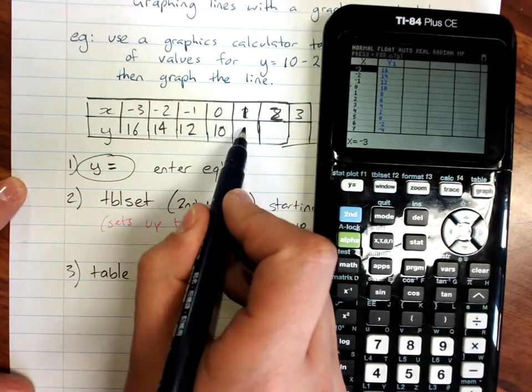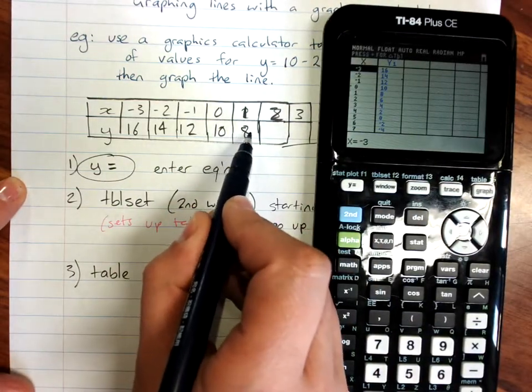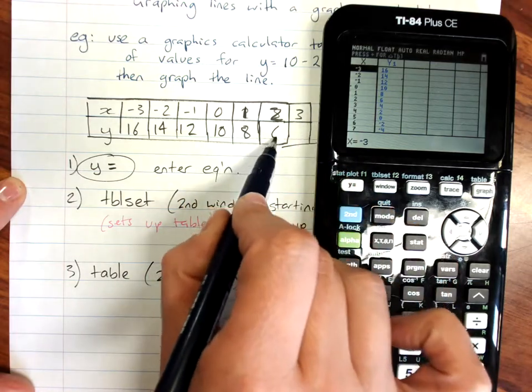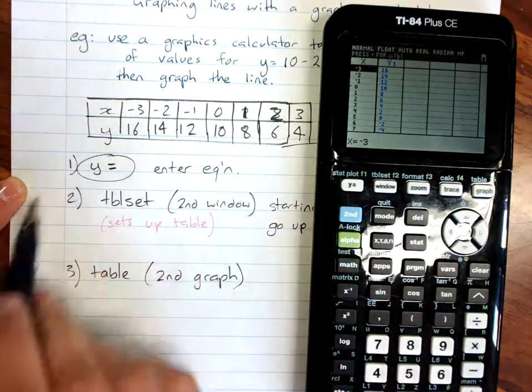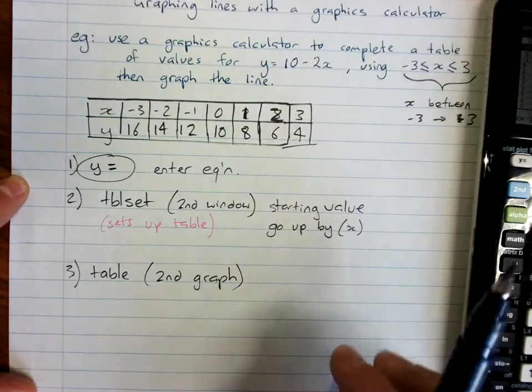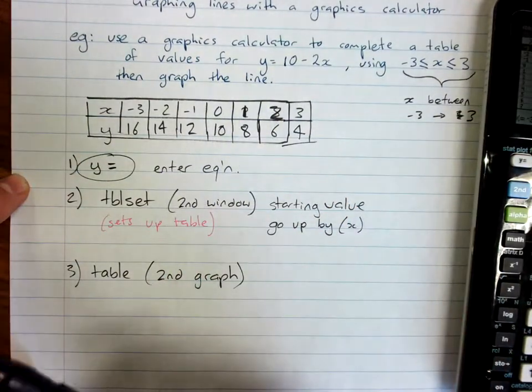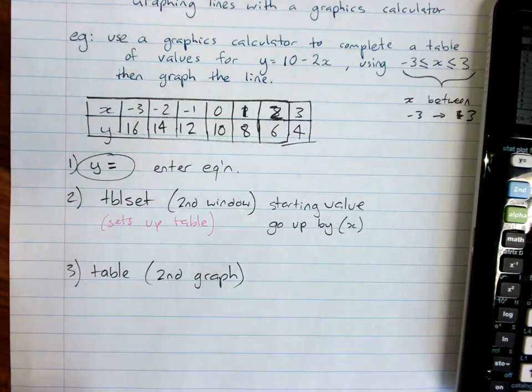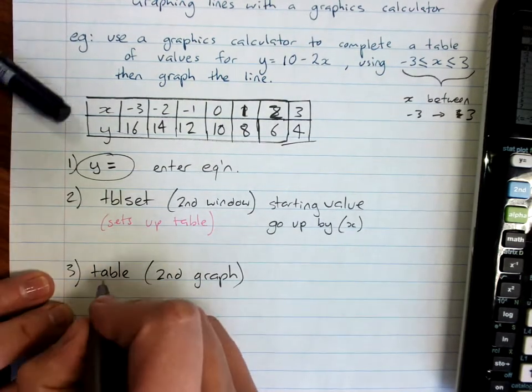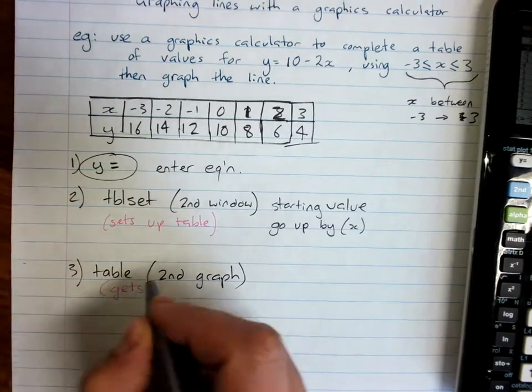So it's really easy to get a table of values very quickly from this setup. It's definitely worthwhile popping the rule in, getting a table of values. So doing table gets the table of values.